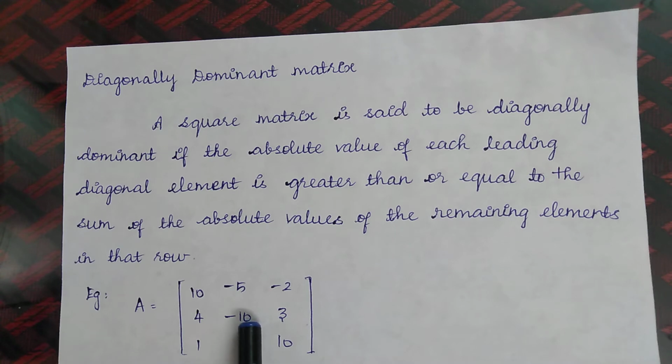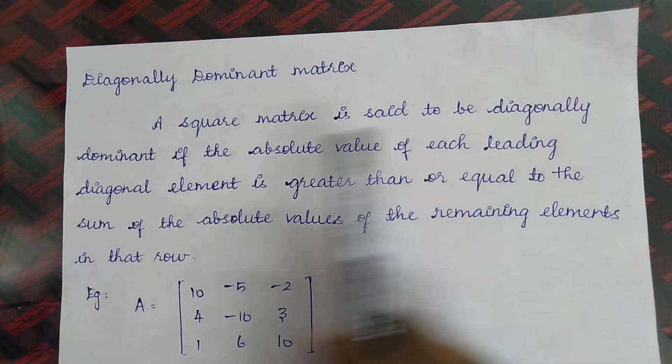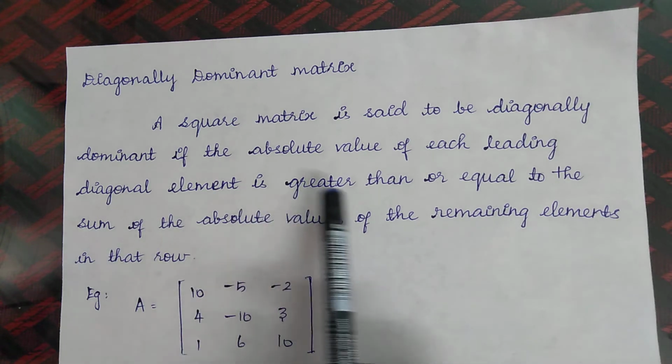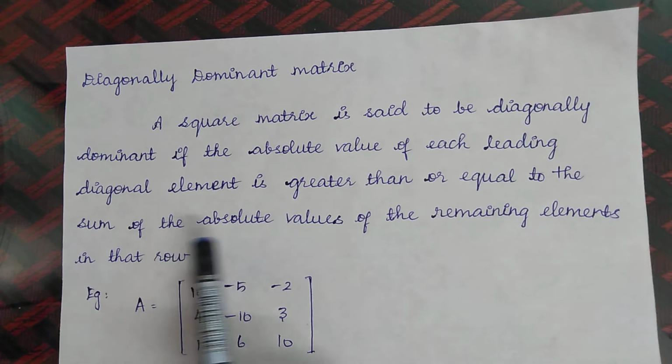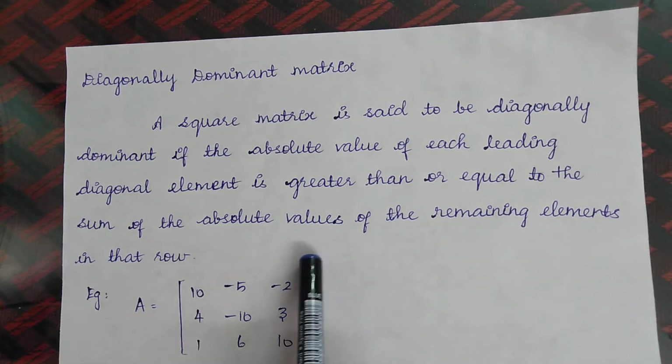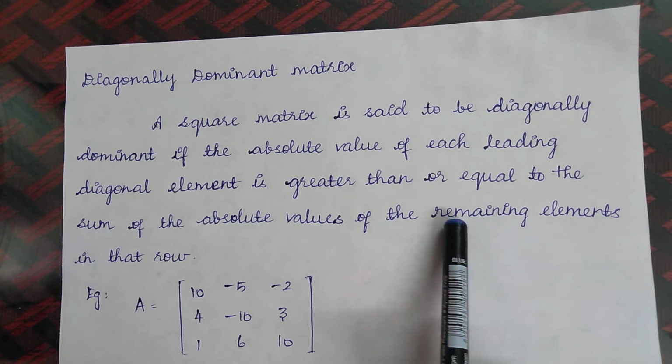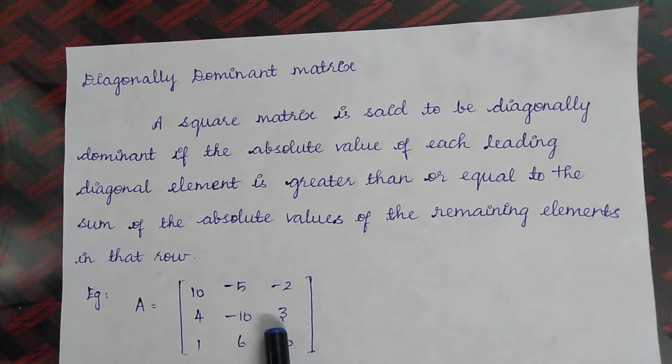Is it clear? So when can we say that a square matrix is diagonally dominant? A square matrix is said to be diagonally dominant if the absolute value of each leading diagonal element is greater than or equal to the sum of absolute values of the remaining elements in that row. So in each row you have to check whether the diagonal element satisfies the condition. Then only we can say that the matrix is diagonally dominant. If it is not, we have to rearrange the given system to satisfy the diagonally dominant property, and then only we can do the procedure of the problem.